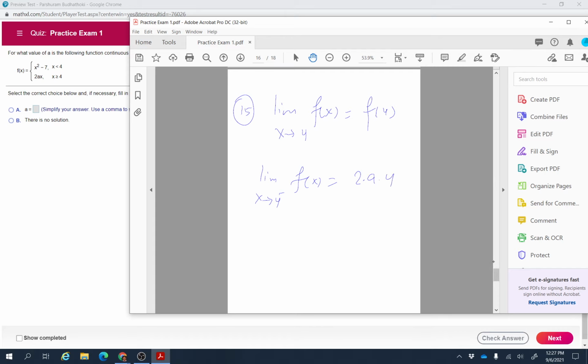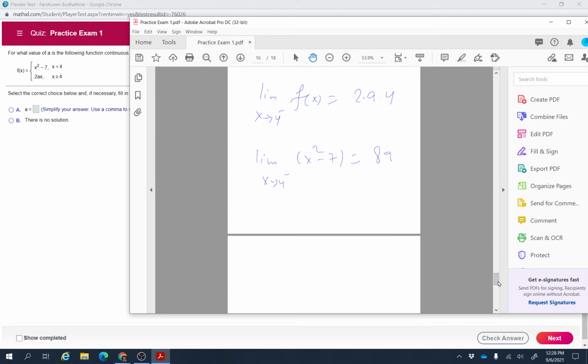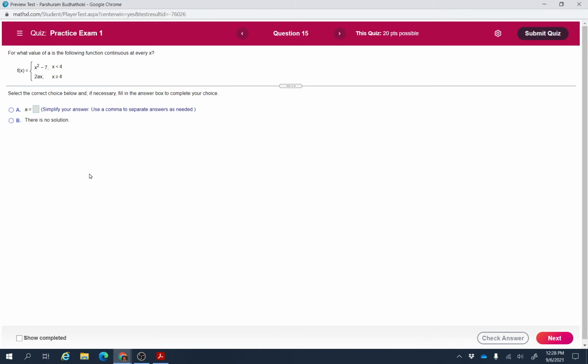So if you try to find the limit of the function from the left-hand side, you have to use the top part, which is x squared minus 7. This is 8a. So this is 4 squared, which is 16, minus 7 is 9. So that's why a equals 9 over 8. If you choose a equal to 9 over 8, that makes this function continuous.